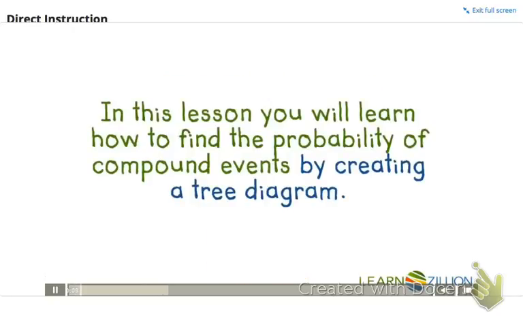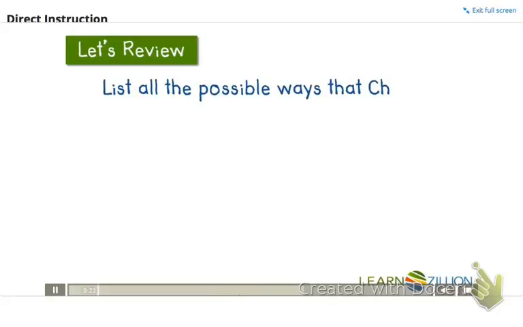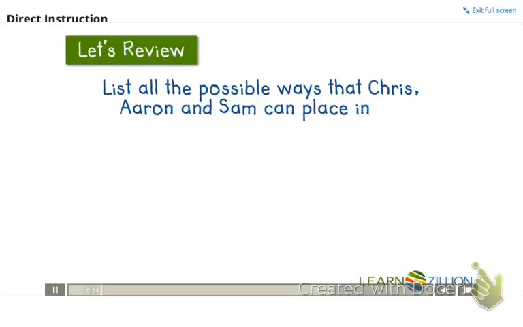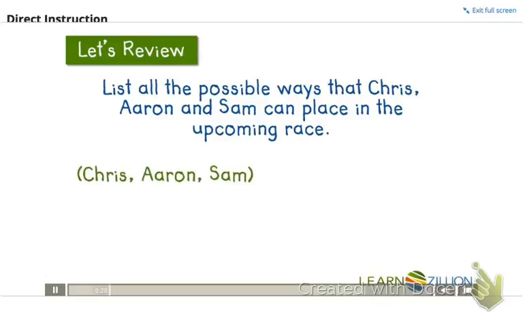In this lesson, you will learn how to find the probability of compound events by creating a tree diagram. Let's review how we can list all the possibilities in a situation. One example question might be, list all the possible ways that Chris, Aaron, and Sam can place in the upcoming race. One way we can do that is by creating an organized list.